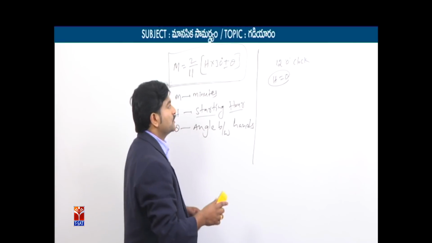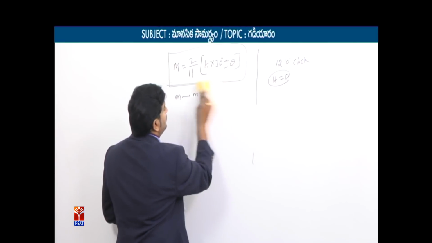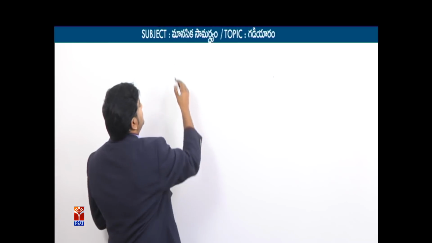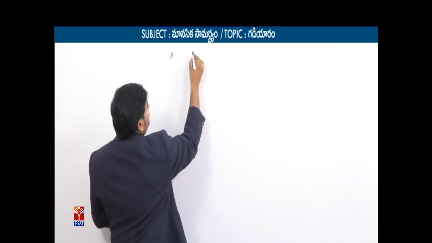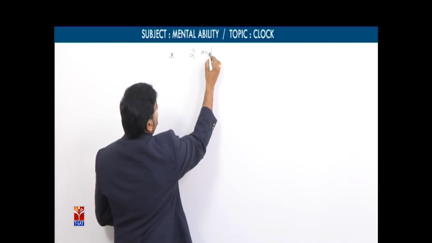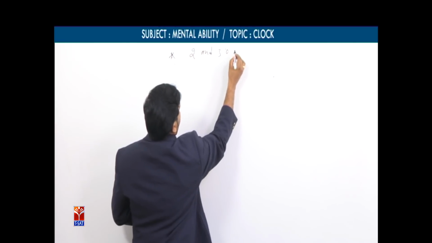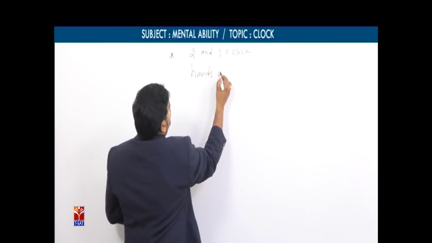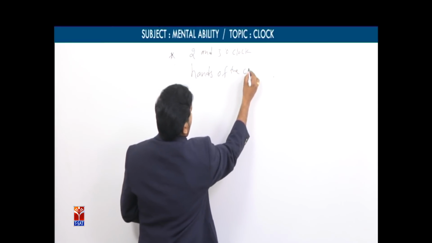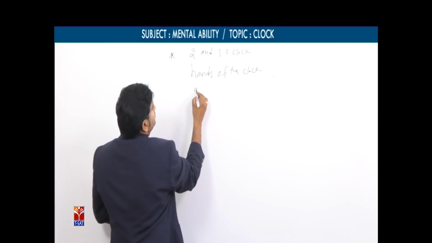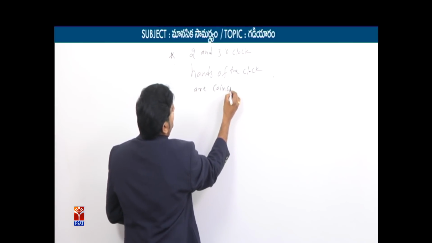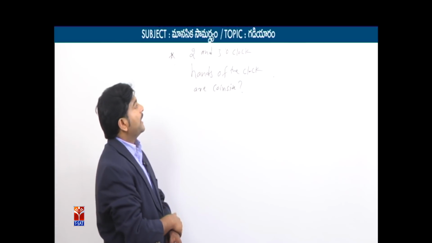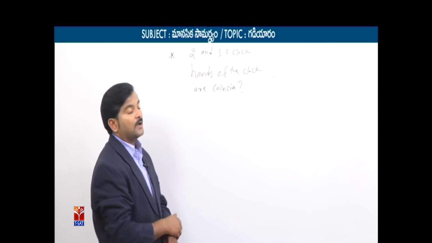We'll focus on those 5 types of problems. Let's now focus on type 1 kind of problems. The first question is: at what time between 2 and 3 o'clock do the hands of the clock coincide? So this is one kind of model. Now how can we solve this? The question is, at what time between 2 and 3 o'clock do the hands of the clock coincide.